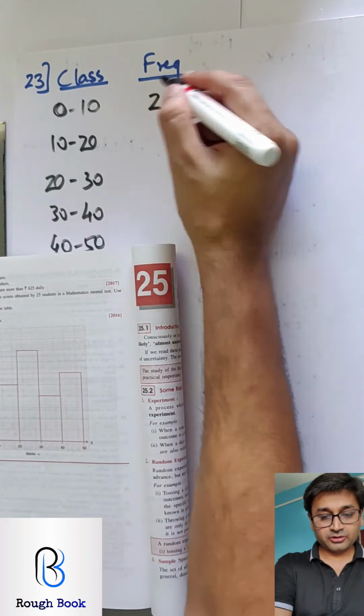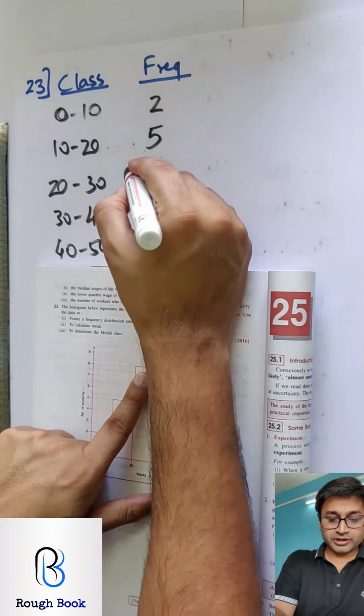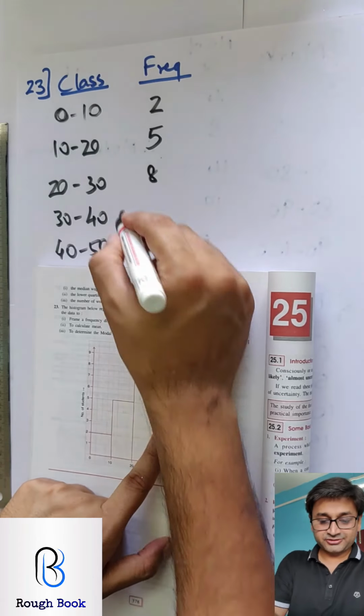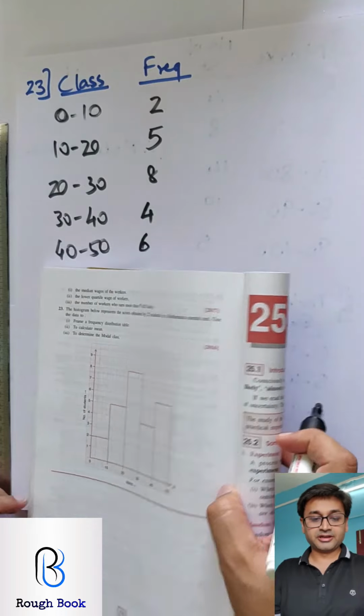And then the values. So first frequency 2, second one is 5, the third one goes to 8, fourth one is 4, and the last one is 6. So we created the table.